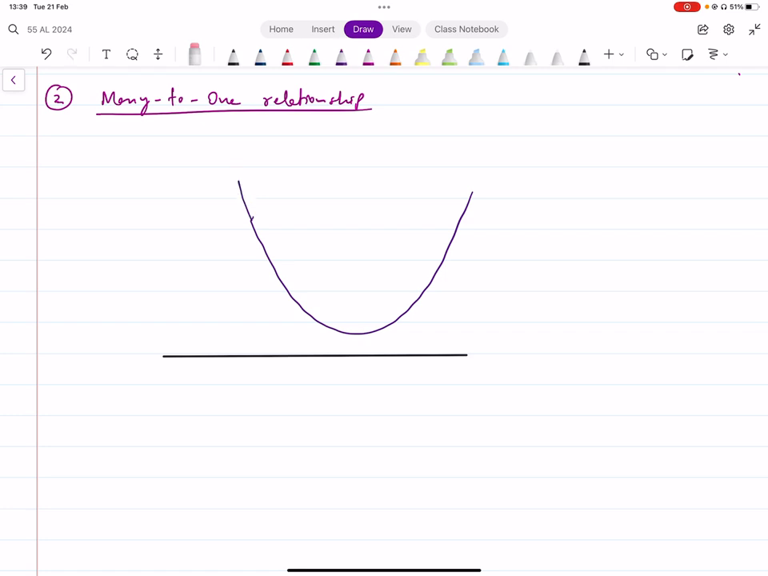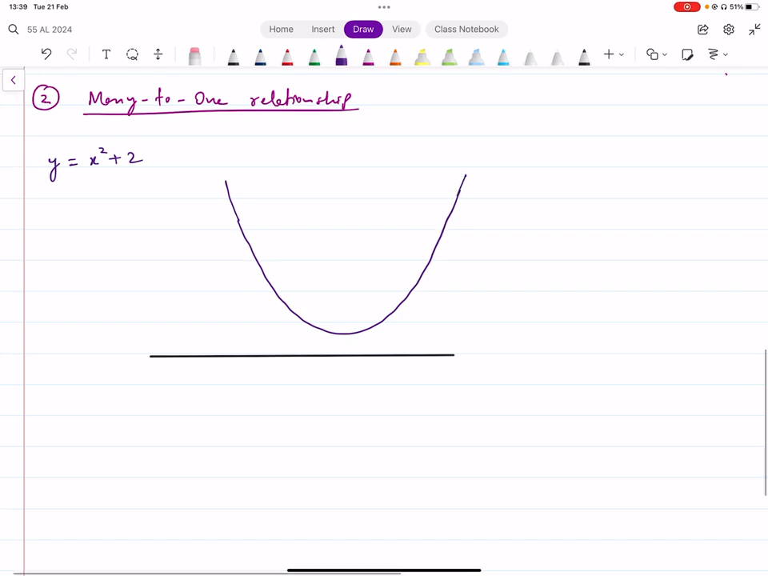Let's say this corresponds to y equals x squared plus 2. This is the equation of this graph. Now this is how the graph of this function would look like. It's a U-shaped graph.